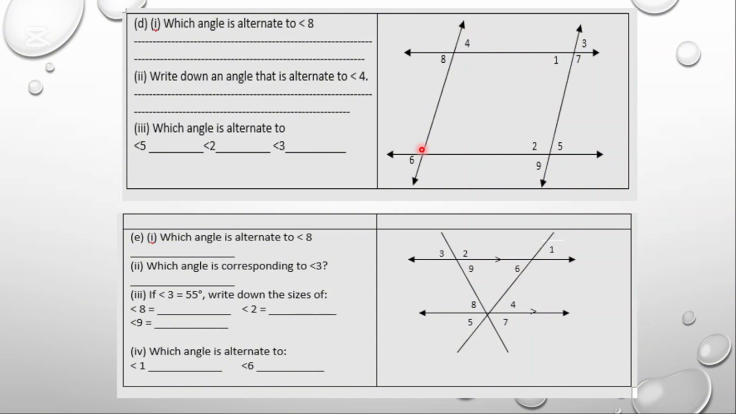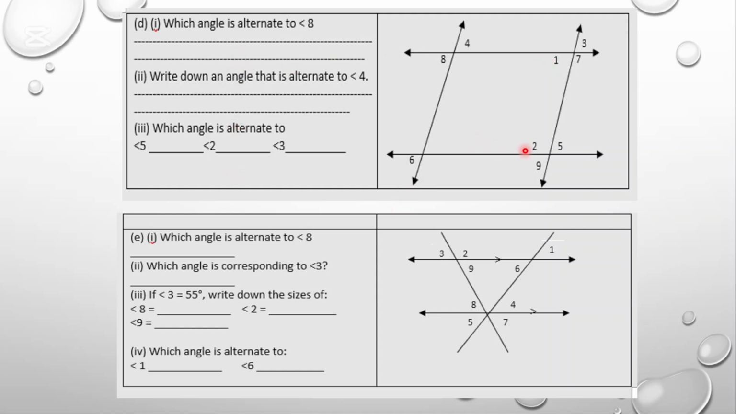Yes. Which angle is alternate to angle 5? 5. This is the line. That is the line. In between these 2 lines, 5 on the one side, 1 on the other side. So it will be 5 and 1. Remember, answers on the last slide. For that reason, I will not write it in here.